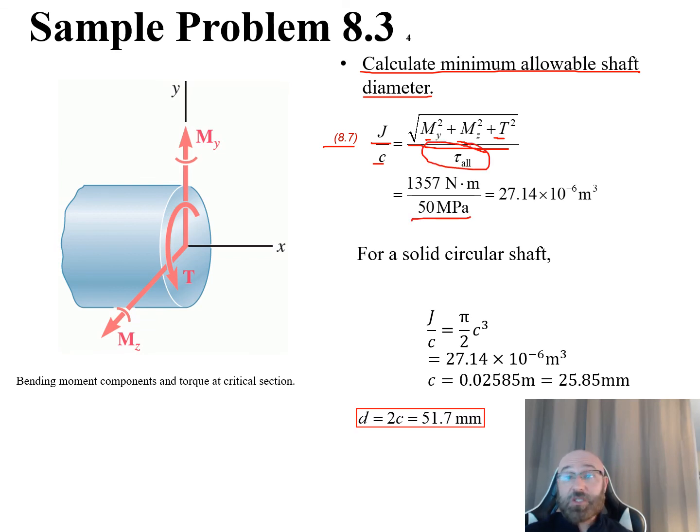So that was given to us in the problem statement as 50 megapascals. We found the numerator of this, the 1357 Newton meters, from our previous slide. And this value here for this ratio is 27.14 times 10 to the negative 6 meters cubed.